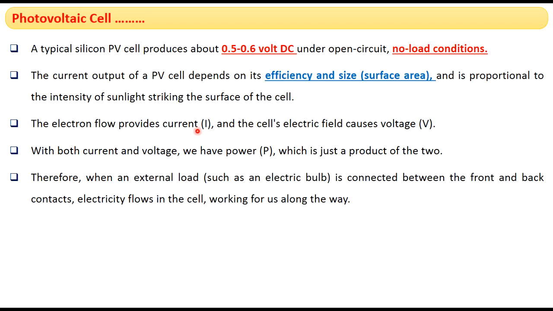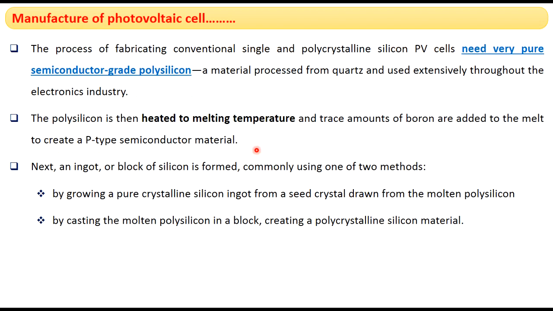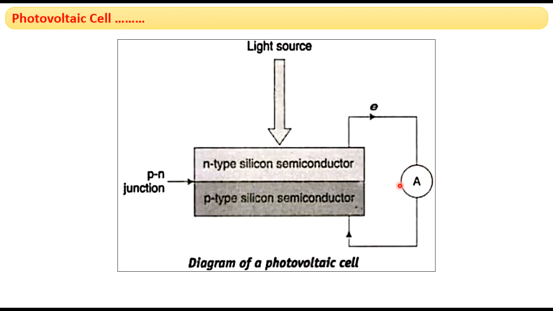As we are getting electrical current here, the voltage is provided by the electrical field. We are getting both current and voltage. The combination of these two is the power. And when we apply an external load, we will be getting the power continuously as long as the sunlight strikes the photovoltaic cell. This is how a photovoltaic cell works, and this is the construction of a photovoltaic cell.